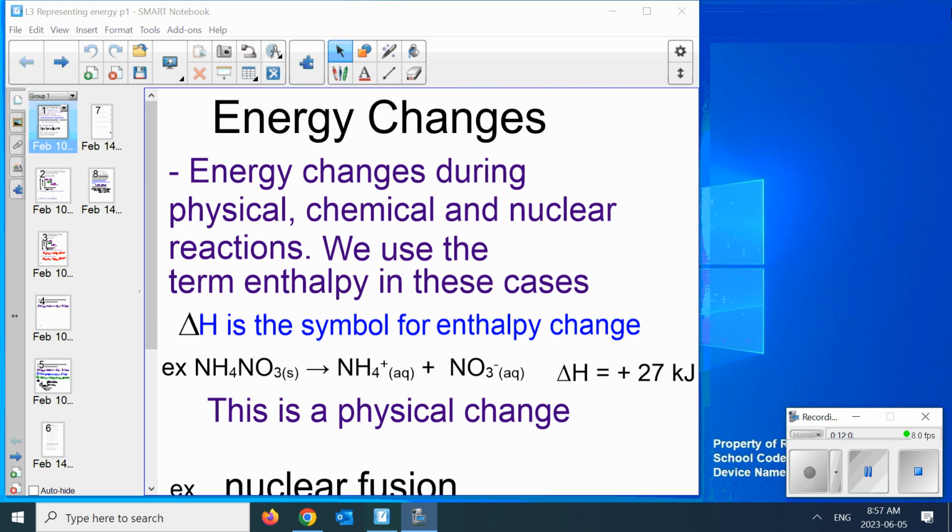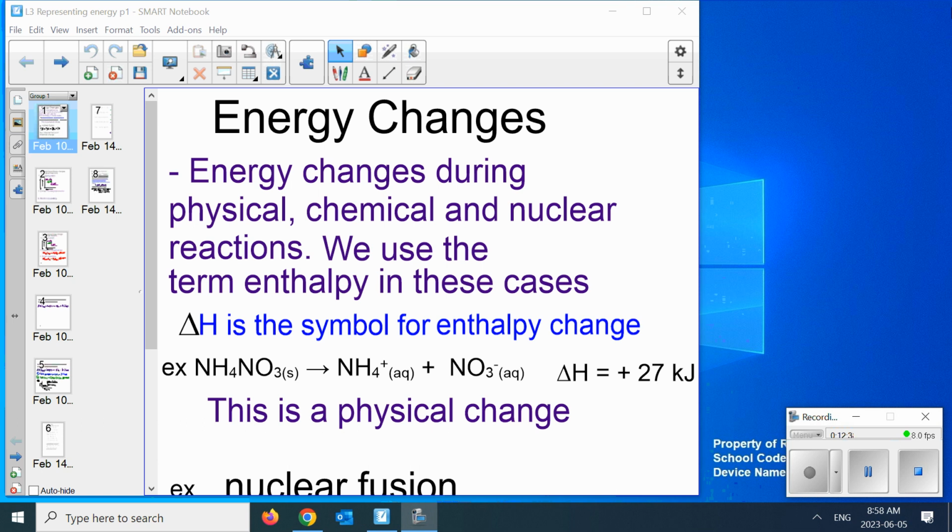So relating energy to chemistry. Energy changes during physical, chemical, and nuclear reactions. We use the term enthalpy in these cases when it's reaction. And triangle H, delta H, Greek letter delta, that means change. And it's a symbol for enthalpy change, heat energy change.